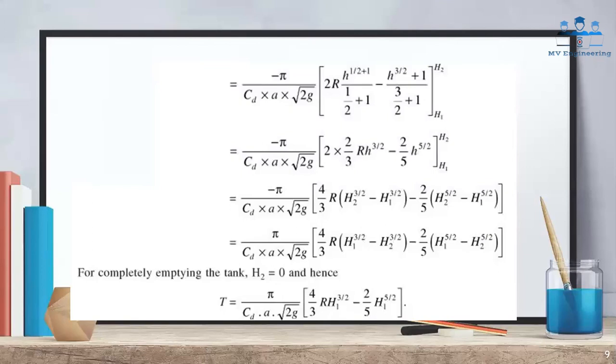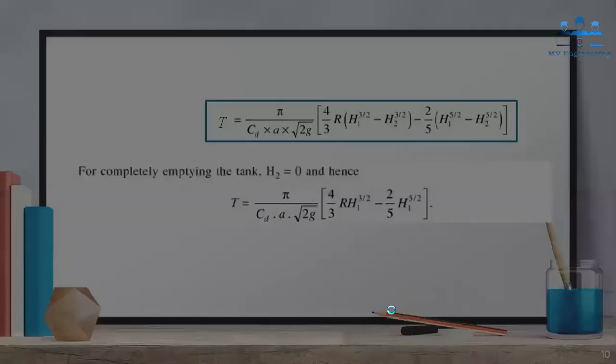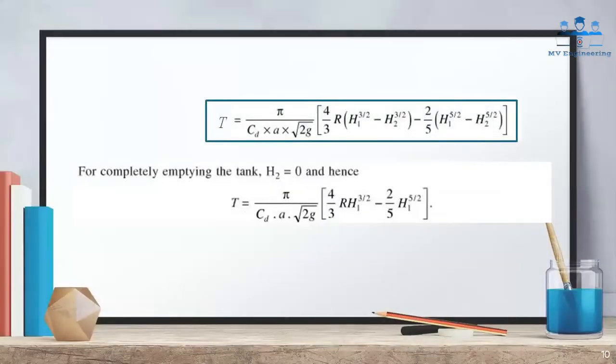Now if we want to completely empty the tank, what happens is h2 becomes equal to 0. So in that case, the total time taken becomes equal to pi by CdA root 2g into 4 by 3 R h1 raised to 3 by 2 minus 2 by 5 h1 raised to 5 by 2. So these are the final equations.